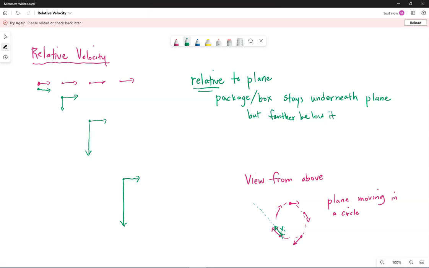So if we were in the plane, and we're now over here, we certainly do not see the box directly below us. We see it over here somewhere. It's definitely farther below us, but it's also moving in a different direction. So relative velocity is just a way of talking about how one object appears to be moving because we, the observer, the one watching, is in a different reference frame.